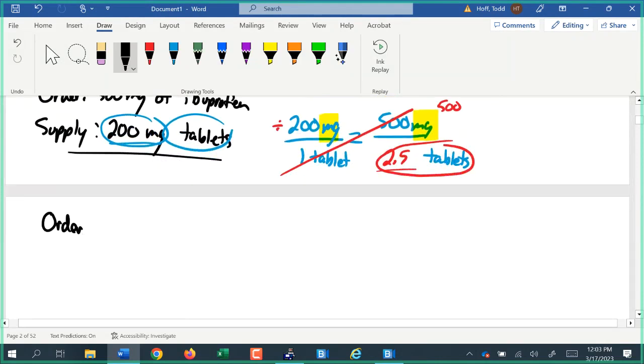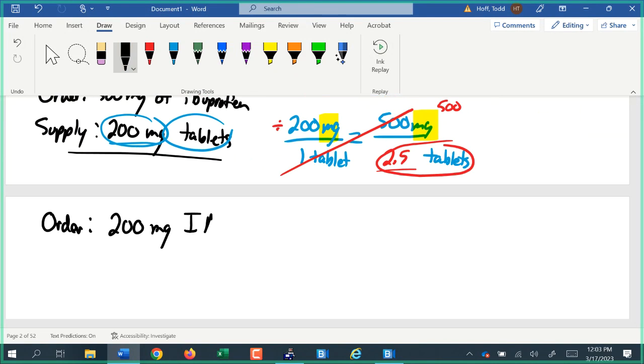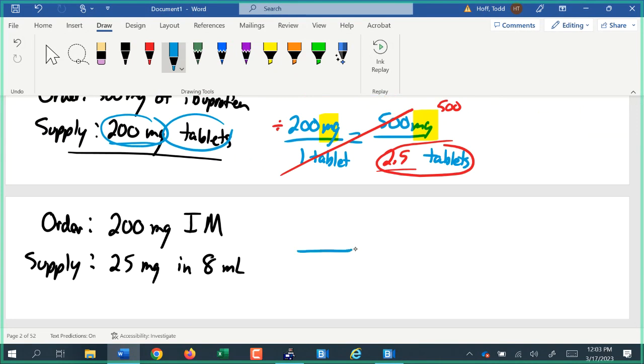On to our second example. So we had an order for 200 milligrams of a medication to be administered intramuscularly. And when we looked at our supply, the label says 25 milligrams in 8 milliliters. So again, we use that proportion. Doctor's orders goes over here. That's the 200 milligrams.